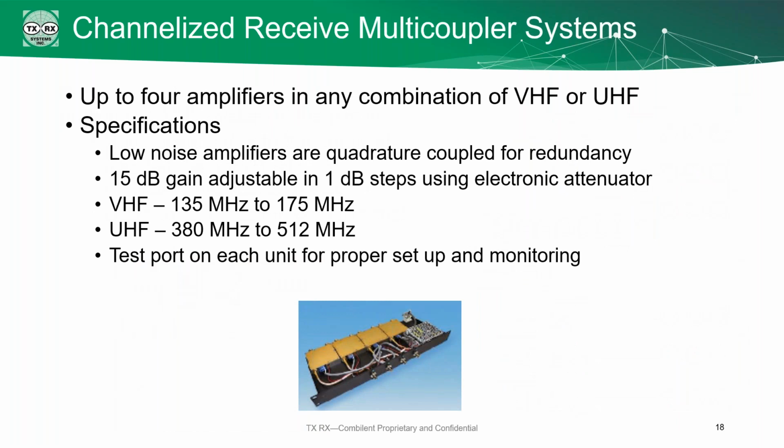Each RMC deck can have up to 4 amplifiers on it. So if we're doing 6 amplifiers like the previous system, we would need 2 decks. These amplifiers can be any combination though of VHF or UHF, so that's great. It lets you add on as many frequencies as you need. Again, they're low noise amplifiers, they're quad coupled for redundancy, and we still have our 15 dB of gain adjustable in 1 dB increments. Each amplifier has its own test port for proper setup and monitoring. Each amplifier operates independently of the other amplifiers on the deck.